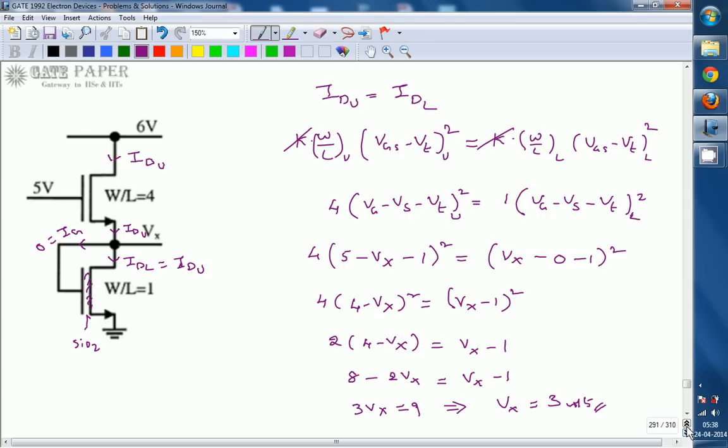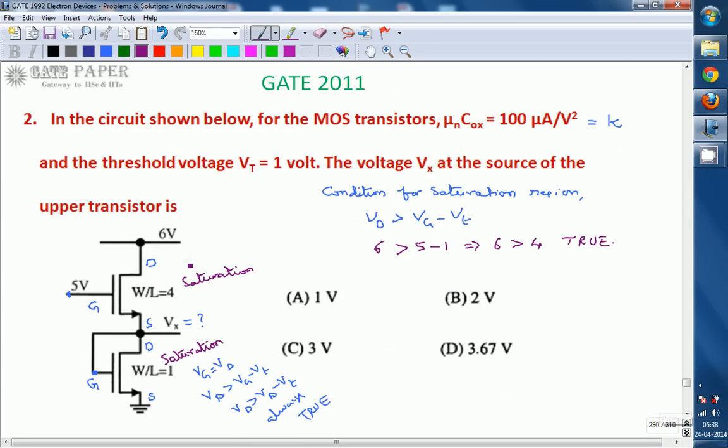The right option for this question is C. The Vx value is 3 volts.